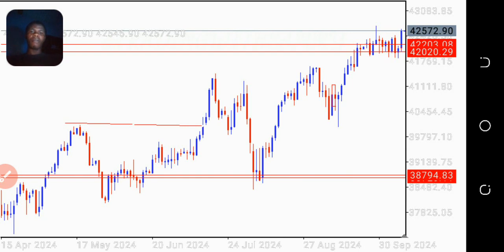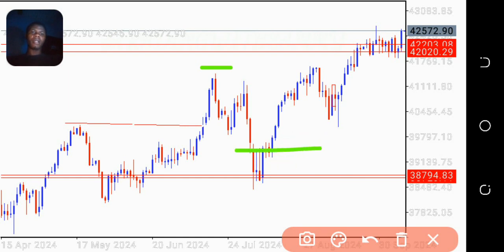Don't forget we have a break of structure here at this zone here, sorry. So we have a break of structure, so price is going to be coming here, because all this gap is going to be filled.